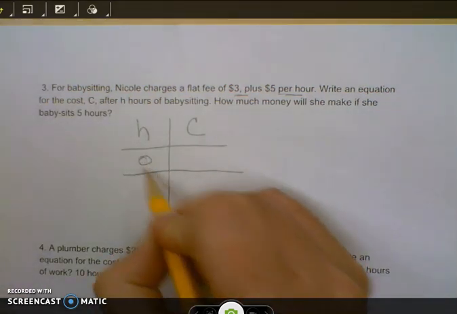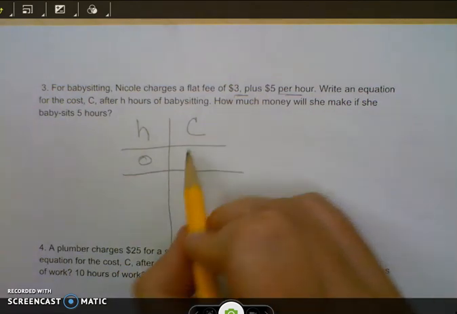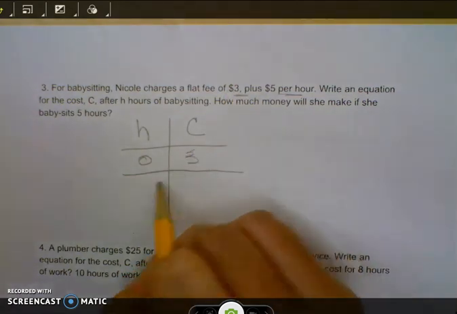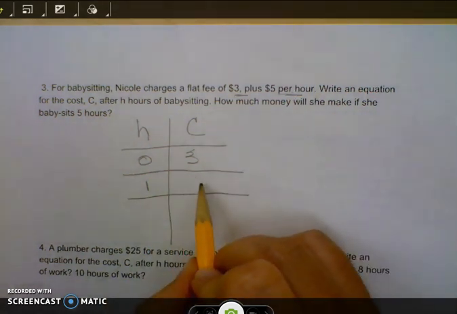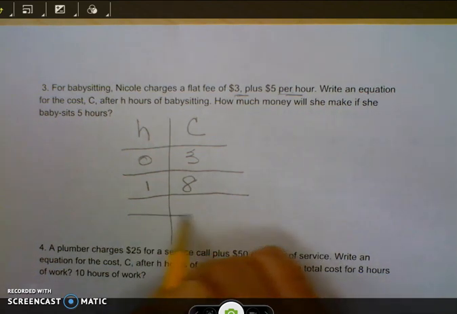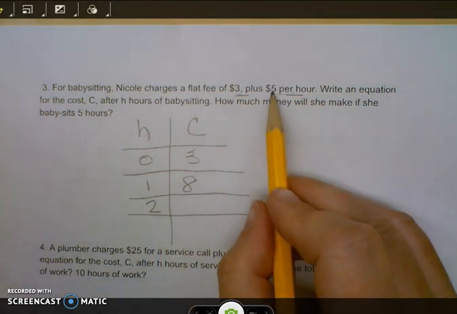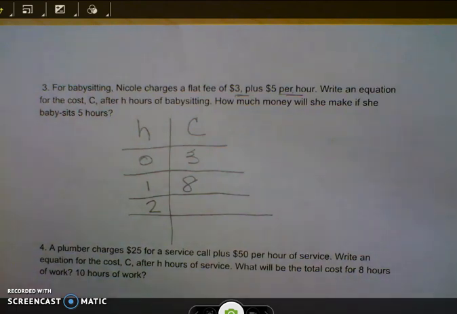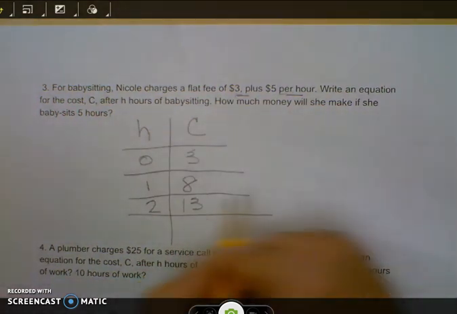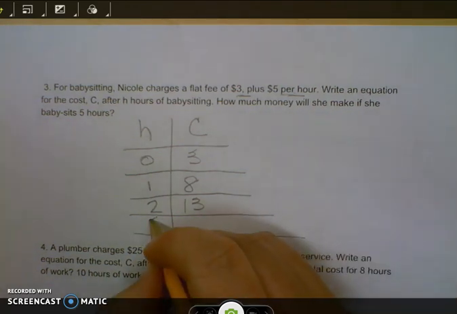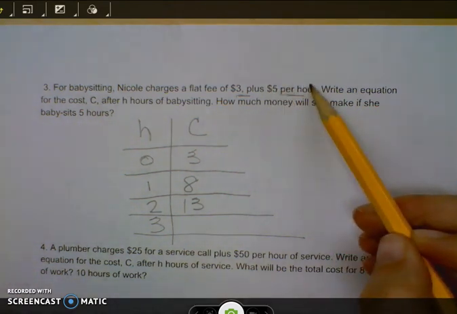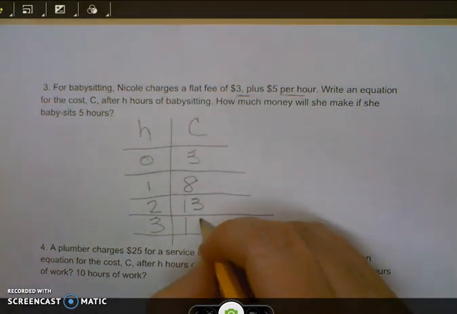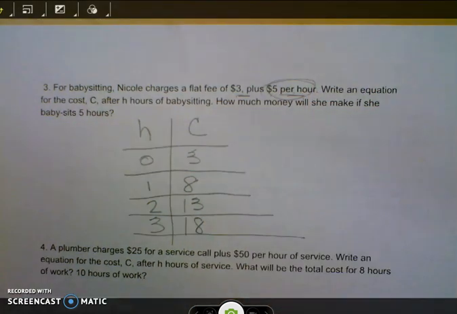To start my table, if I work 0 hours, technically she would get a $3 fee. If she works for 1 hour, she's going to get $5 plus $3 for the flat fee. So that's 8 altogether. If she babysits for 2 hours, that's going to be $5, so $10 plus 3. That's going to cost $13. If she babysits for 3 hours, 3 times 5 is 15, plus 3 is going to be 18. So this is my variable, or my amount that's being repeated.